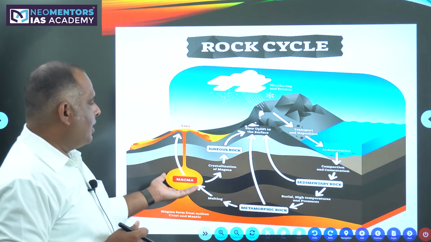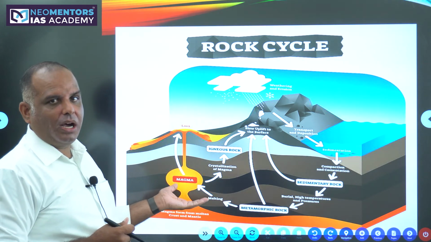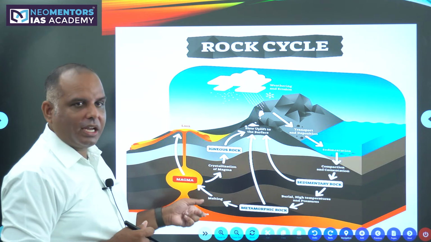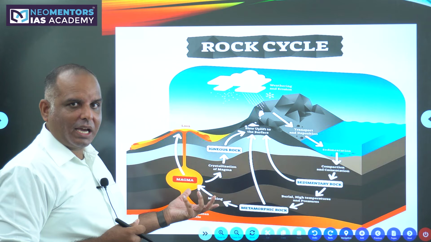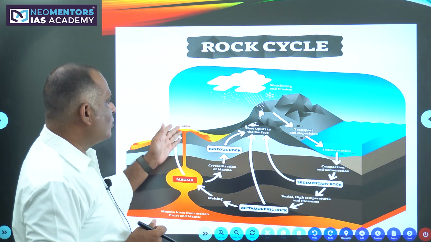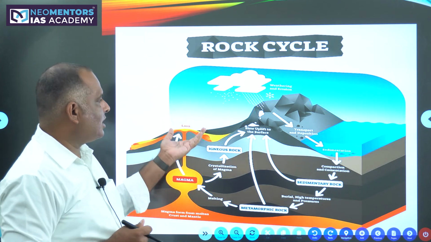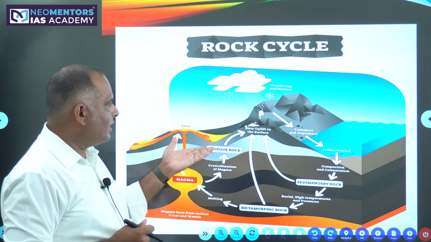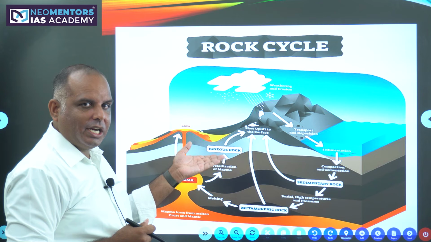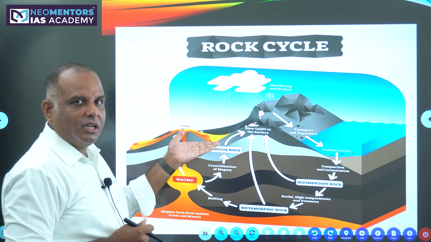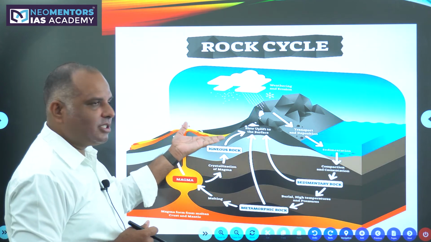Now, when they come in contact with magma, this metamorphic rock can melt, right? And it becomes part of the magma. But when this magma oozes out as lava, this generates igneous rocks, whether it could be intrusive or extrusive, right? So this will form igneous rocks again.